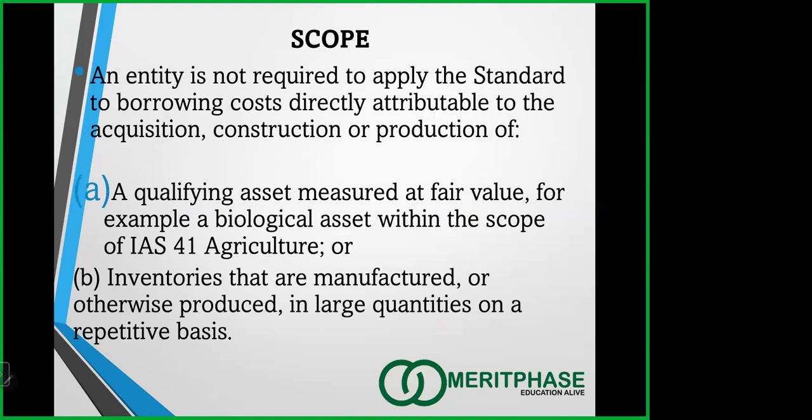An entity is not required to apply the standard to borrowing costs directly attributable to the acquisition, construction or production of a qualifying asset measured at fair value, for example, a biological asset. We normally discussed that IAS 23 is applicable to qualifying assets. But here, if it is under IAS 41 Agriculture, then you will not consider any borrowing cost under IAS 23. Understood or confusing? Yes, now it's clear. Very good. Inventories that are manufactured or otherwise produced in large quantities on a repetitive basis are also excluded from IAS 23.